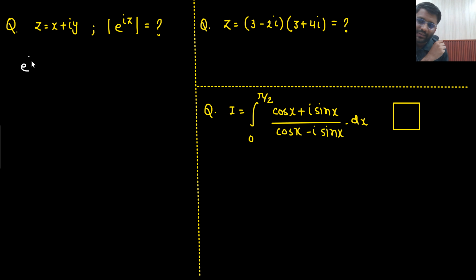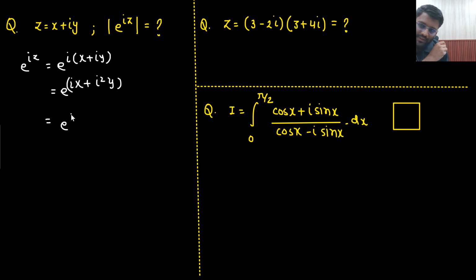What is e to the power iota z? Sir, e to the power iota z, in place of z what will you put? X plus iota y. So sir, it will turn out to be e to the power iota x plus iota square y. The iota is going inside, no? So it is coming out to be e to the power iota x, and what is iota square y? Minus y. So what it is turning out to be? E to the power minus y, e to the power iota x. This is your e to the power iota z.